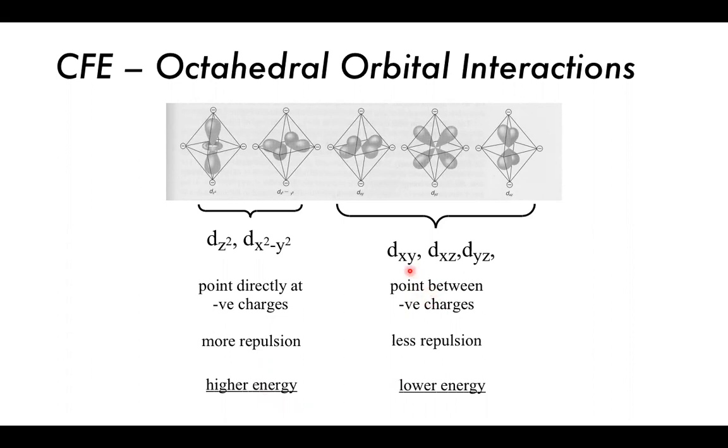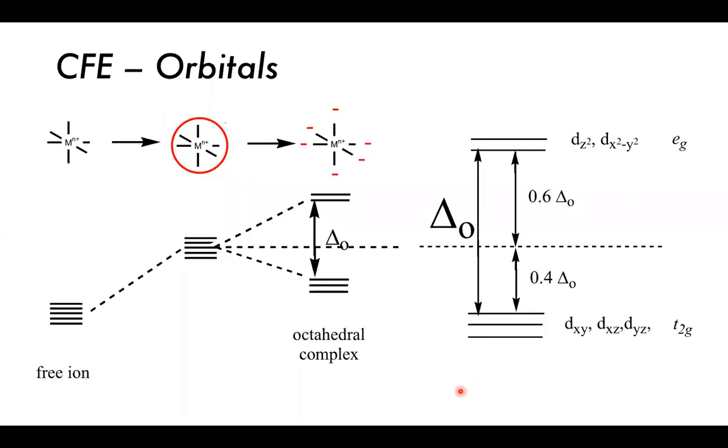Whereas the dxy, dxz, and dyz all kind of point in between the ligands, which results in less repulsion because the repulsion is not direct end on, but rather sort of glancing. And so this means that they actually get slightly stabilized compared to the sphere model that we had seen previously. So this is how it looks.